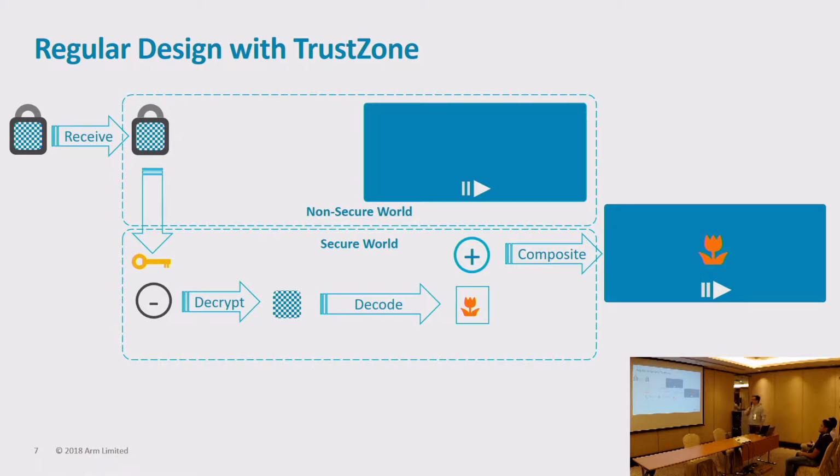So here's a regular design with TrustZone. First, we receive the packet from the network into the non-secure world, because we need the networking stacks running in the non-secure world, and then we decrypt it in the secure world. We decrypt it into the encoded bit streams, and we use the decoder to decode it. Finally, we do the composition in the secure world, because the secure world can access both non-secure world memory and secure world memory. Then finally, display it.